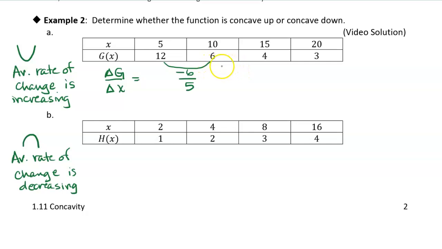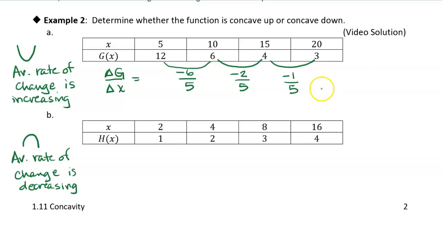All right, let's look at the next interval. We can't really tell anything from one interval. We've got to compare these intervals. So this is going down by 2, and for, again, a change of 5 in x. And then if we look at the next interval, it looks like it only went down by 1 this time for a change in x of 5.